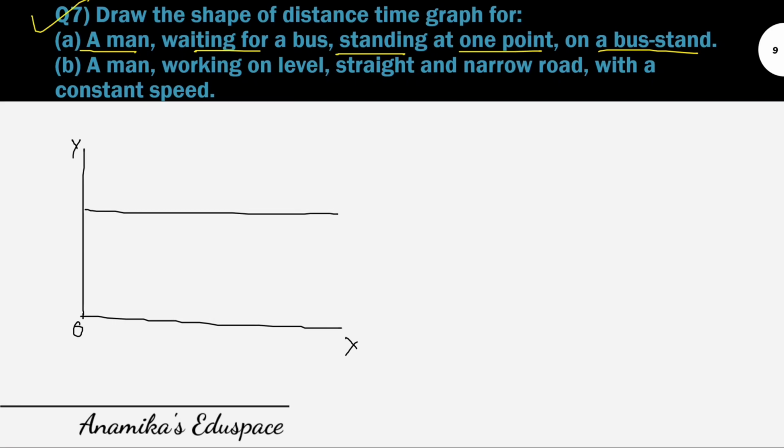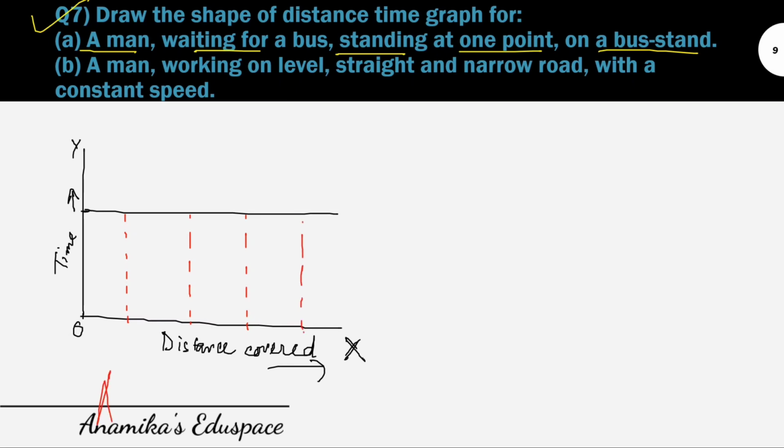Okay. So this will be distance covered and this will be time. Clear? So you have to plot distance on the x-axis and time on the y-axis. And the man is constantly standing in a single place. So there is no change of time and no change of distances. Clear? So this is graph number A.